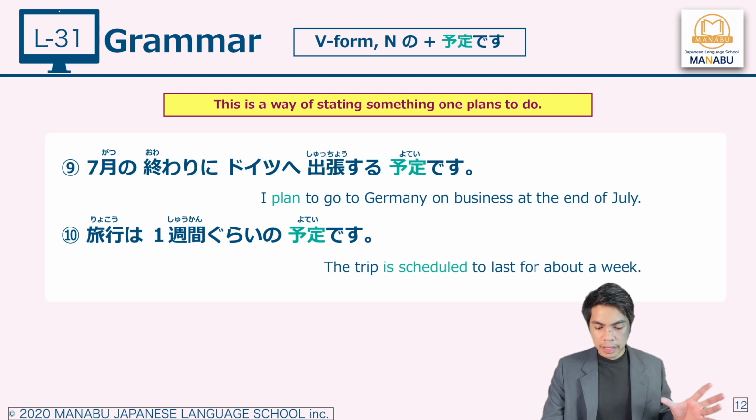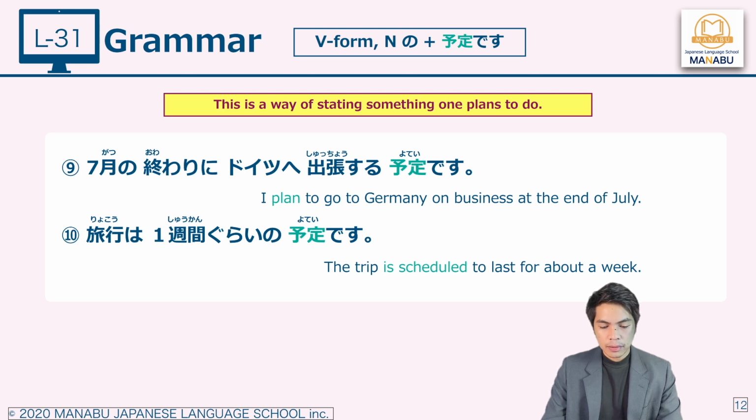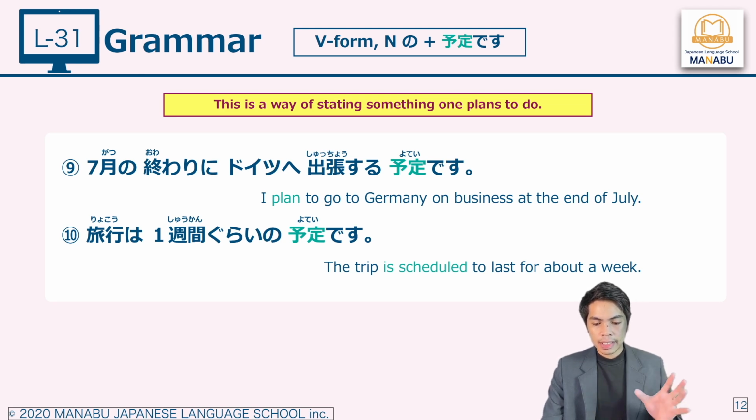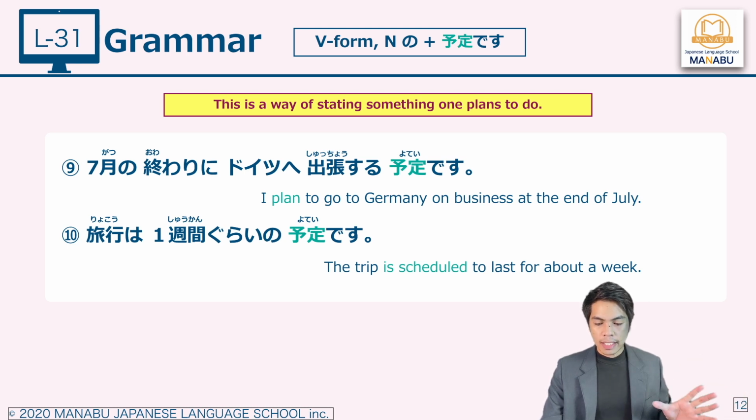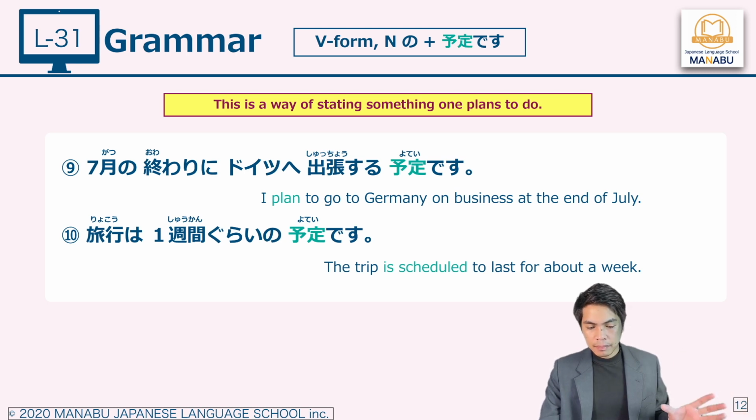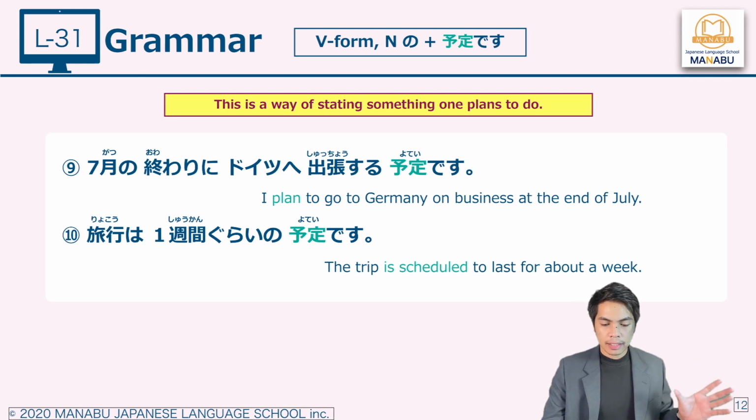And example number 10, Ryoko wa 1週間ぐらいの予定です. So this is the noun no 予定です. 1週間 is 1 week and ぐらい is for about. For about 1 week no 予定です. The trip is scheduled to last for about a week.